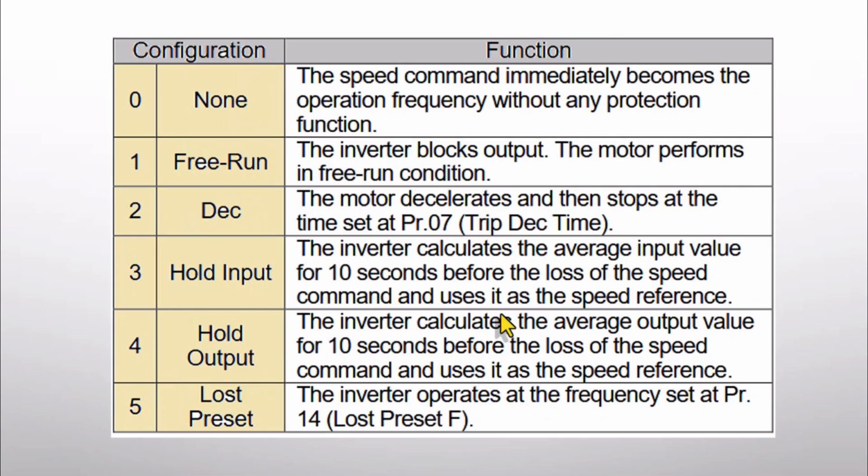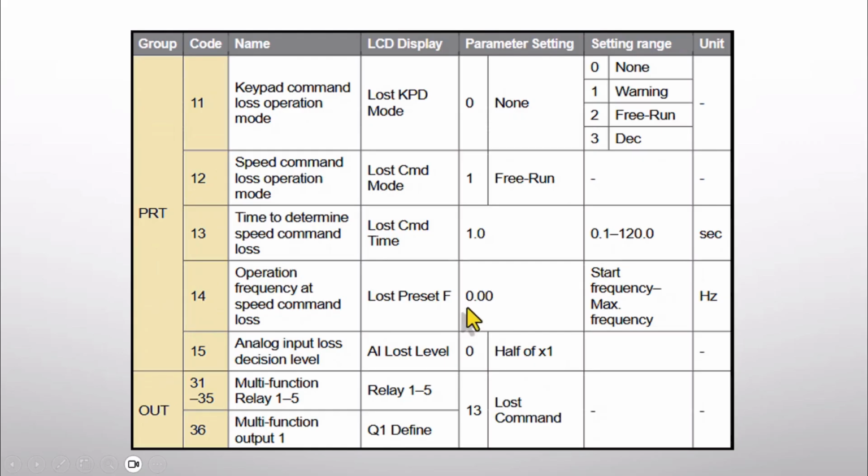So if you configure this setting to option number 5, which is the last preset, and set PRT14 to, for example, 10 Hz, then at the moment when the lost command occurs, your inverter will operate at the exact frequency value that you have established in this parameter. This essentially means that it will run at 10 Hz.